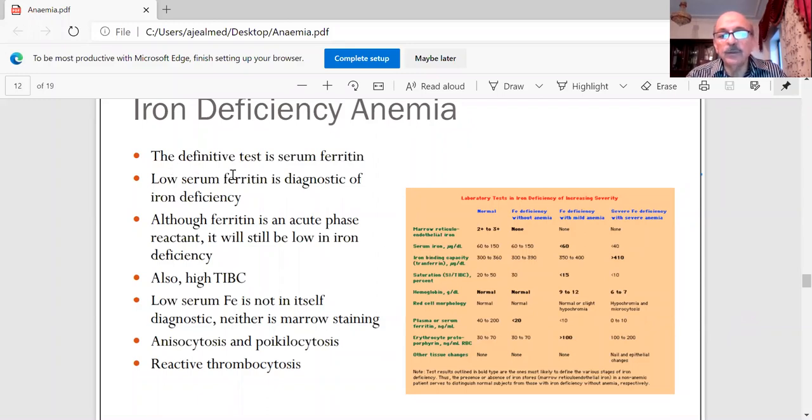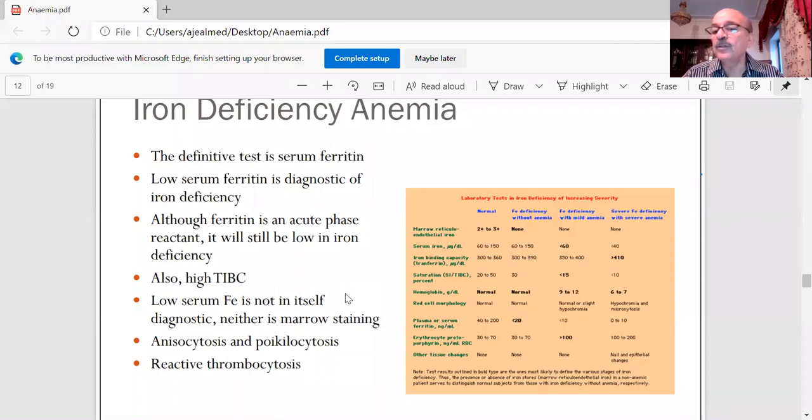But the definitive test is the serum ferritin. The serum ferritin is a very useful investigation for iron deficiency. Usually, a low serum ferritin indicates iron deficiency. A normal serum ferritin indicates a normal iron status, and a high ferritin indicates iron overload, but there are exceptions, okay? Ferritin is an albumin, and it's an acute phase reactant, so it may go high with many diseases.